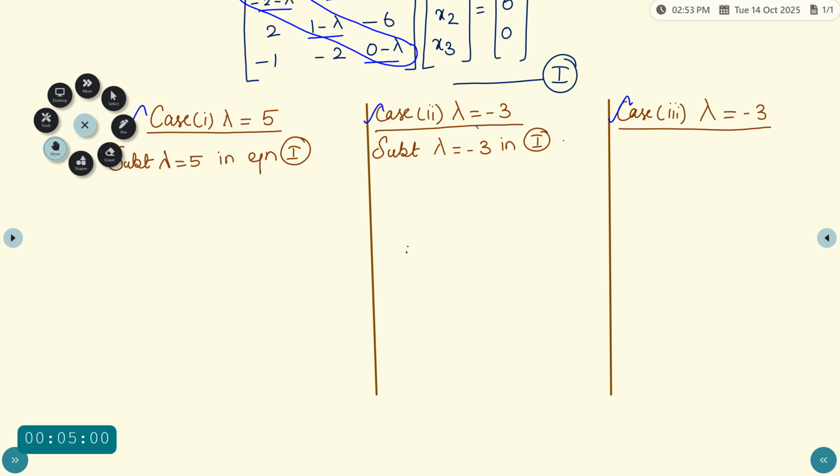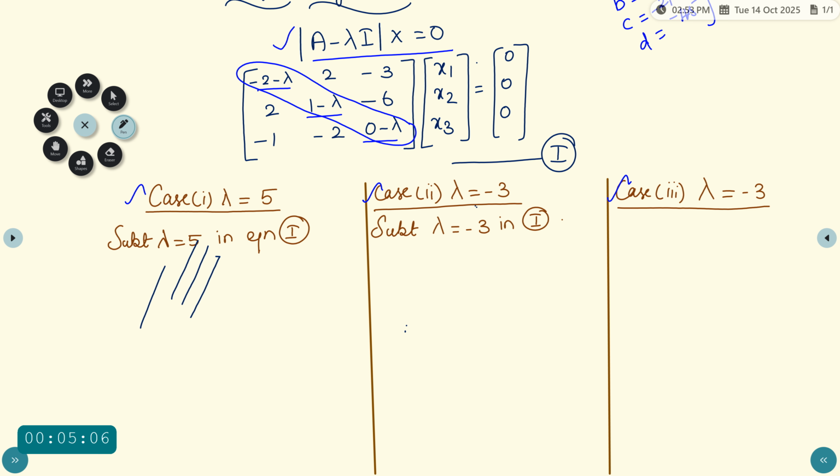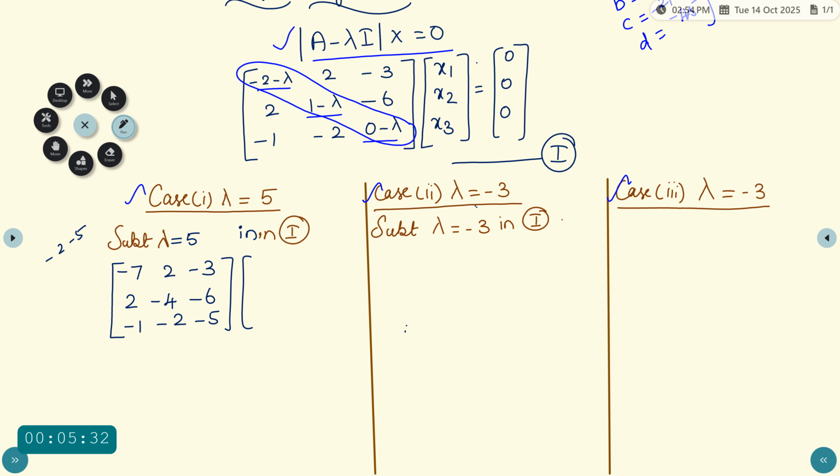First, the matrix becomes, if you are substituting lambda equal to 5 in equation I, the matrix is: minus 7, 2, minus 3; 2, minus 4, minus 6; minus 1, minus 2, minus 5. Next, multiplied by x1, x2, x3, which is equal to 0, 0, 0.